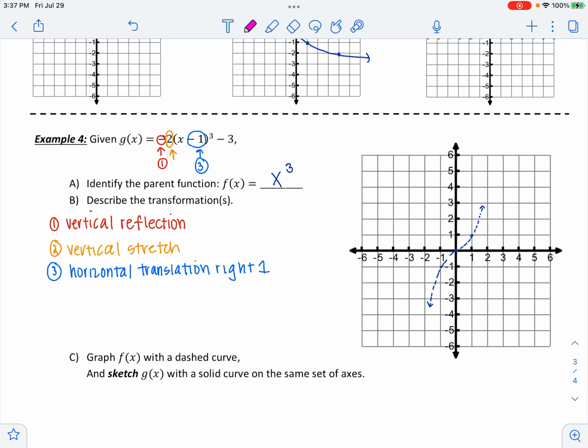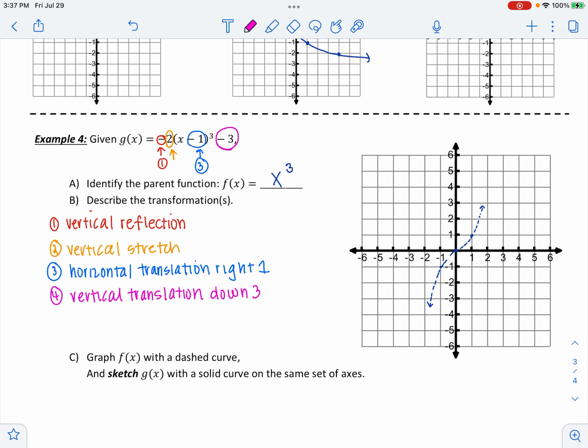All right, and then the very last one is this -3 on the outside. So this is outside the parent, so vertical. Once again, translation because it's added or subtracted. And it does exactly what you think it does. So it's -3, so down 3.